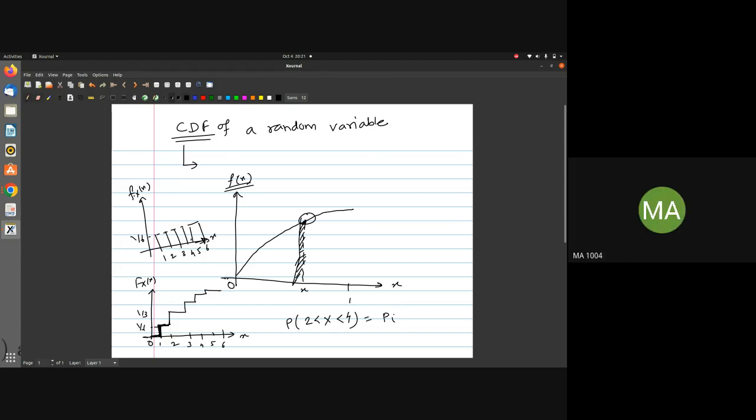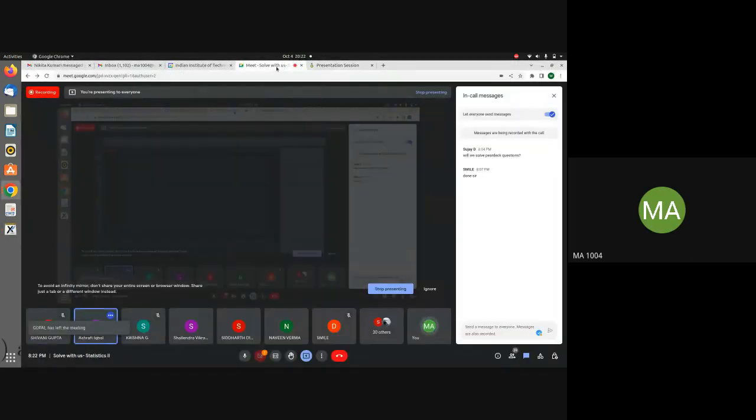Correct. But it is not less than or equal to, it is just less than, sir. X less than 4 means we don't have to take 4, so we can subtract the probability of x equal to 4 separately. Now we can write it as FX of 4 minus FX of 2 minus the probability of x equal to 2. Okay, so it is 3 by 6 minus 1 by 6.